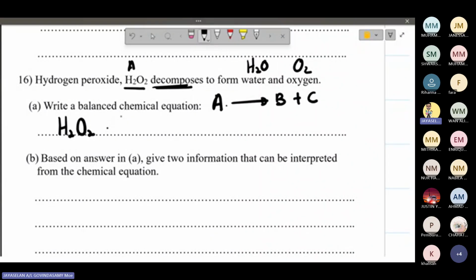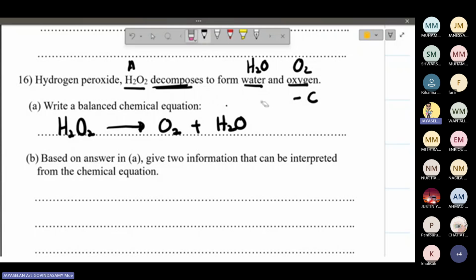H2O2. Okay, then you follow this format. Arrow, decomposes, water, oxygen. Saya selalu letak oxygen di depan, water di belakang. You want to change the position also can. You put the water, then oxygen also can. You already score 1 mark. Any question? No question?